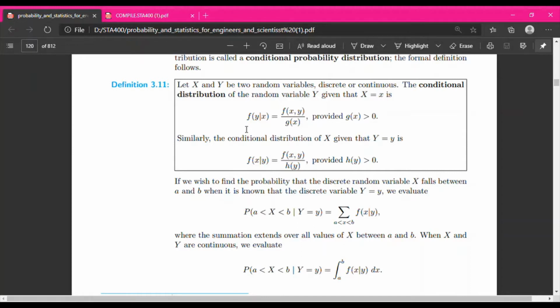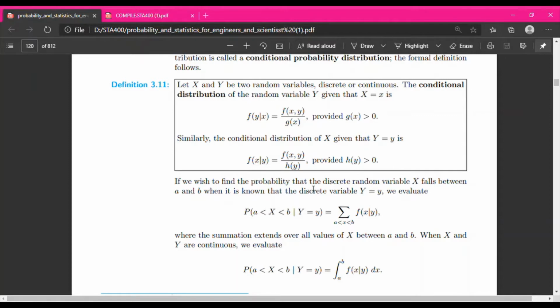Assalamualaikum. Alright, in the previous lesson, you have learned how to find the discrete and also continuous joint probability distribution and also its marginal distribution. And then today we proceed with the next topic, which is how to find the conditional distribution for discrete and also continuous when we have bivariate random variables.